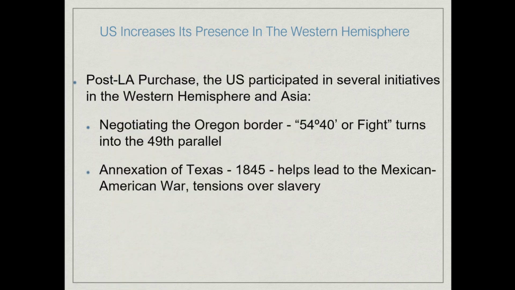Texas will be annexed in 1845. This will help lead to the Mexican-American War because there was a debate over whether the border was the Nueces or the Rio Grande. There will be tension over slavery here.